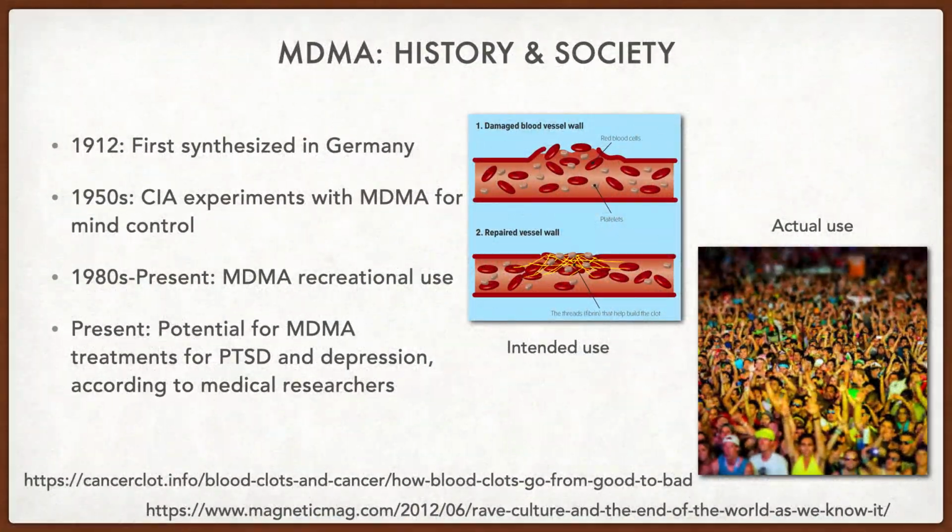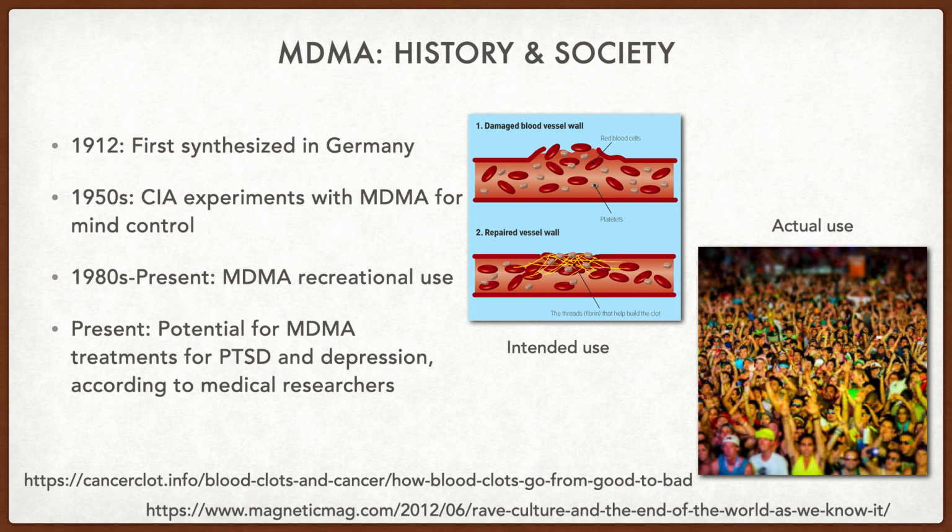So here's a brief history of MDMA. In 1912, this molecule was first synthesized in Germany, and it's ironic because the intention was to synthesize a substance that would stop bleeding, and that is not its function by any means. In the 1950s, I thought this was interesting, the CIA conducted experiments with MDA for mind control. I don't think that worked out too well.